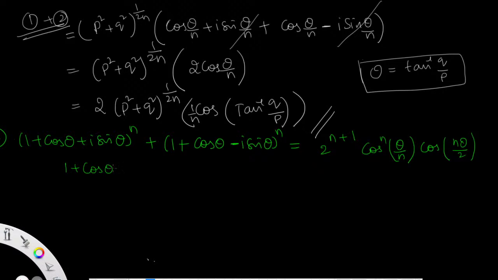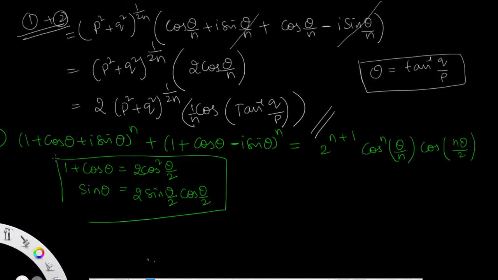These formulas are already learned. 1 plus cos theta and sin theta formulas are there. What is the formula for 1 plus cos theta? 2 cos square theta by 2. Sin theta is nothing but 2 sin theta by 2 cos theta by 2. These are in terms of half angles, that's why we are writing the half angle formula. So 1 plus cos theta is 2 cos square theta by 2, and sin theta is 2 sin theta by 2 into cos theta by 2.